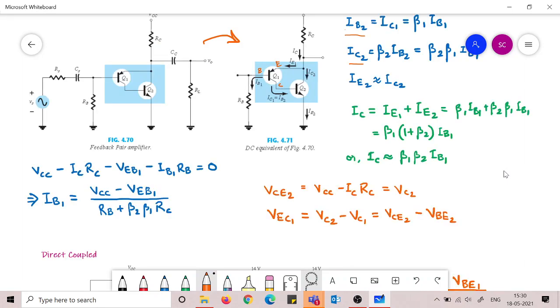Just tell me one thing. When we go from B to E in an NPN transistor, we have positive in B and negative in E. Here in the PNP we have negative in B and positive in E, right? So VEB, when we are going from this side to this side, we have already included the minus sign here. So VEB will not be negative, it will be a positive quantity. So effectively this is VCC minus some quantity.